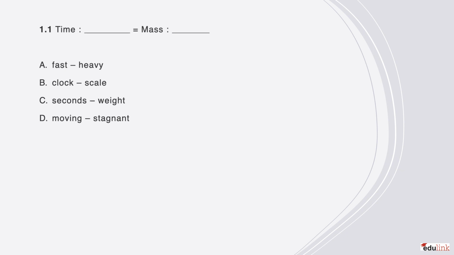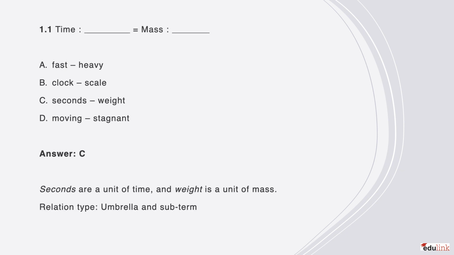In this question, the correct answer is C. So we have time is to seconds, like mass is to weight. Seconds are a unit of time, and weight is a unit of mass. So the relation type we have here is an umbrella, time and mass, and subterm, seconds and weight.